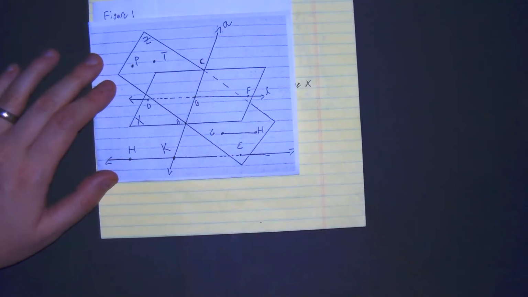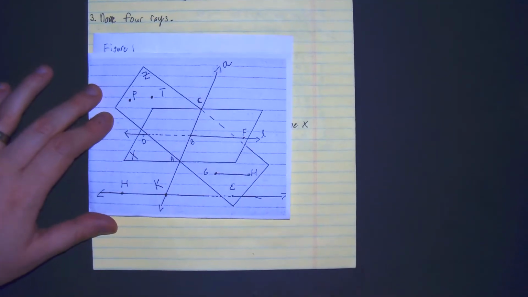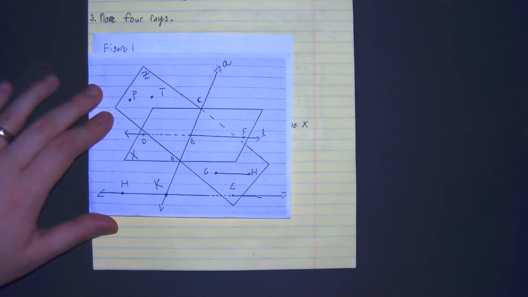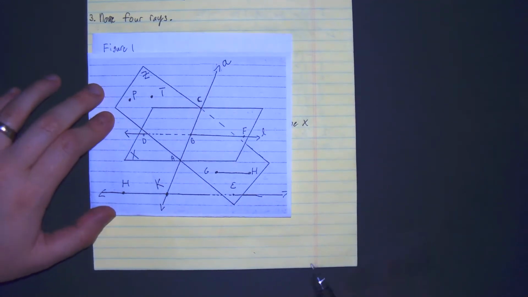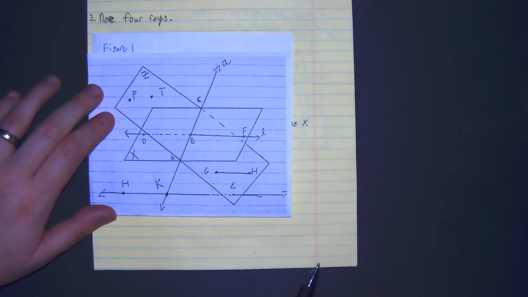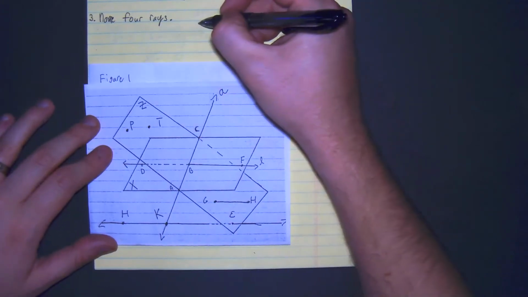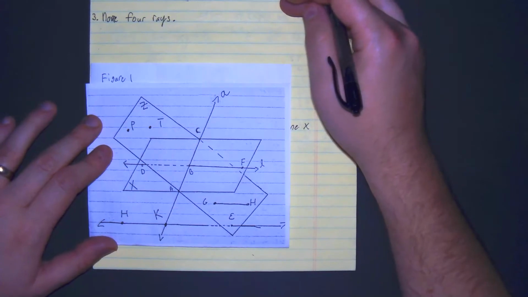So number 3 says name 4 rays. Remember, a ray has an endpoint and it goes forever in one direction. So we can use whatever we want, really. I'm going to use point B as my starting point for all of them. You don't have to do that. So let's start naming them. Name 4 rays.